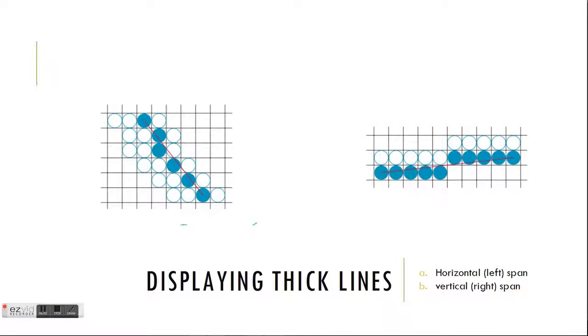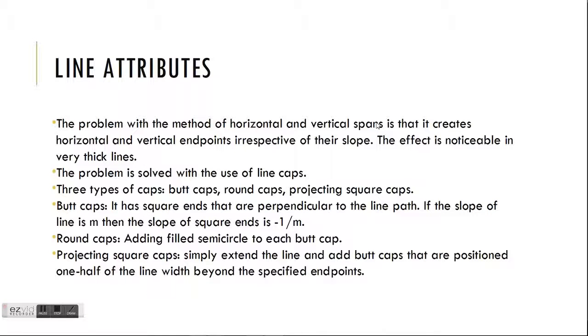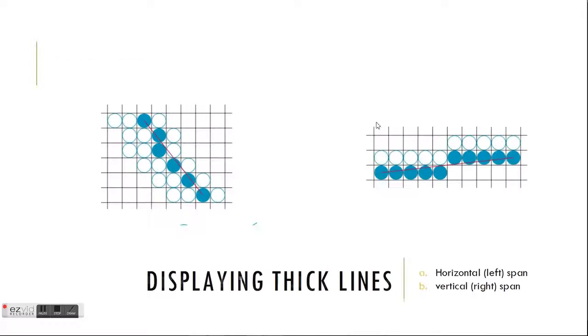Here we can observe the thick line with the help of horizontal and vertical columns. Image A shows the horizontal case, where the blue ones are the actual line path, whereas to thicken it, we can see horizontally placed pixels. In B, we can see vertically placed pixels. You can also observe that these column techniques have created endpoints for the lines which are not matching with the slope.